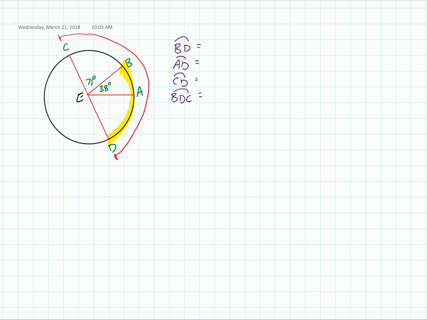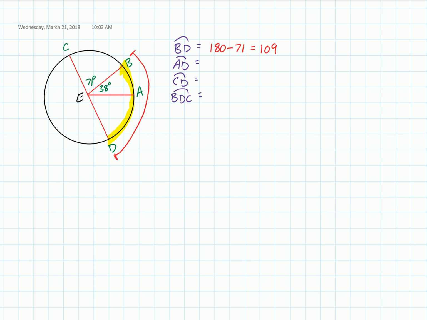So I'm going to take away this 71, and I should be left with everything from B to D. So this particular problem would be 180, take away 71, and that should be the measure of the angle. So 180 take away 71 is 109 degrees.